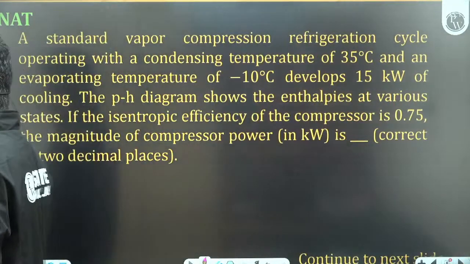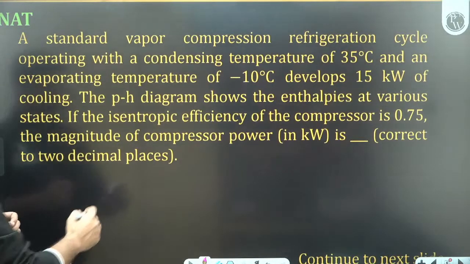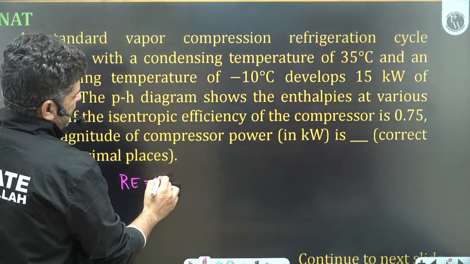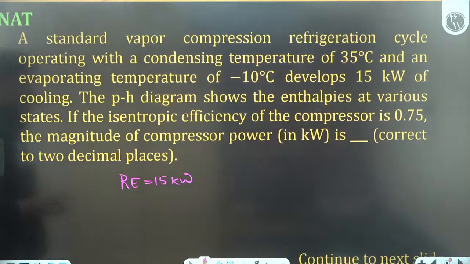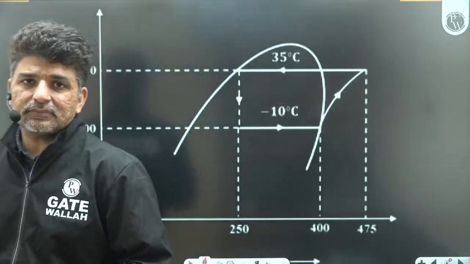A standard vapor compression refrigeration cycle operating with a condensing temperature of 35 degrees centigrade and an evaporative temperature of minus 10 degrees centigrade develops 15 kilowatt of cooling. So refrigeration effect he has given you is 15 kilowatt. The pH diagram shows the enthalpy at various states. There is a pH diagram on the next page that I will show you. If the isentropic efficiency of compressor is 0.75, the magnitude of the compressor power in kilowatt is. So you have to calculate the magnitude of compressor power.